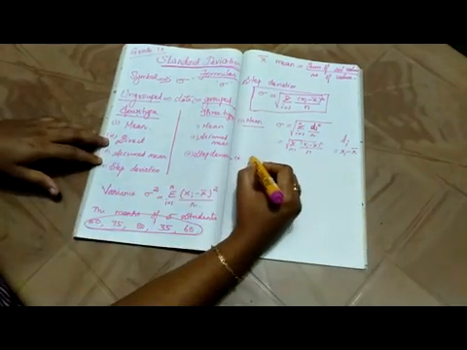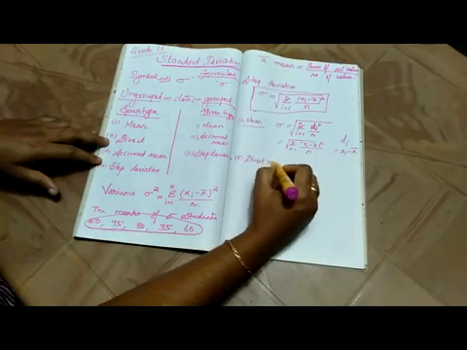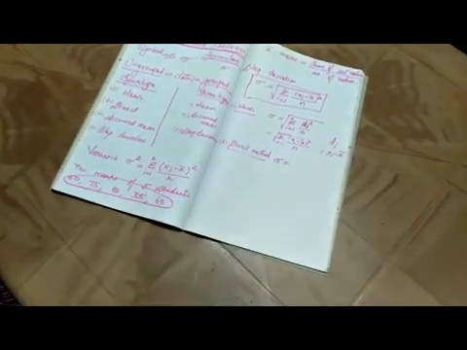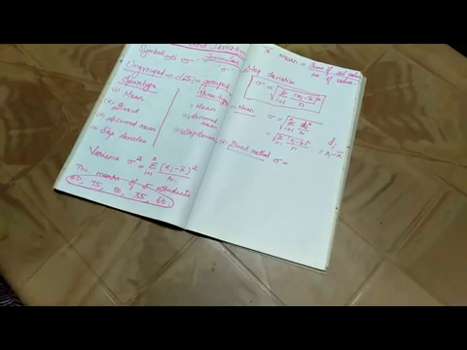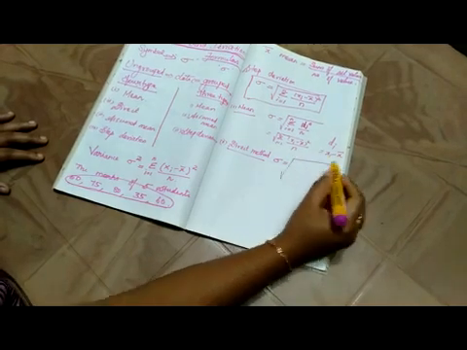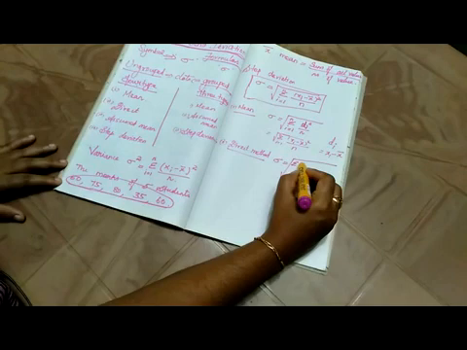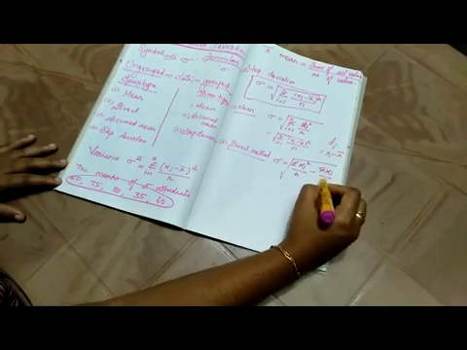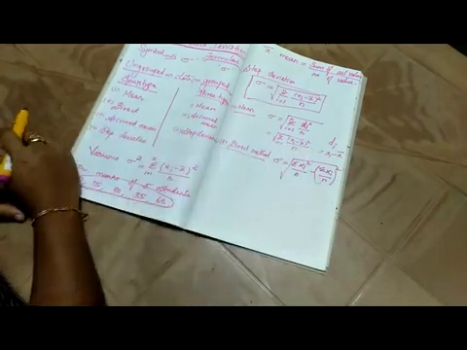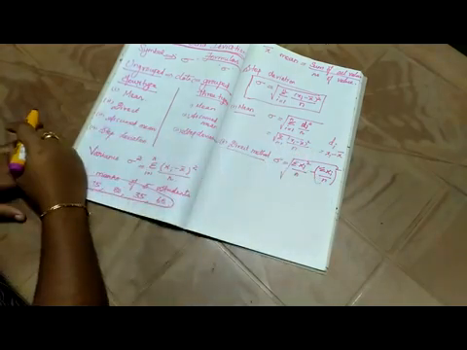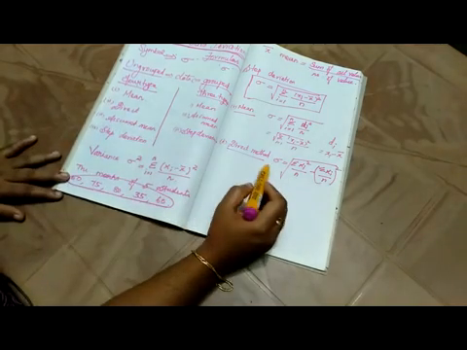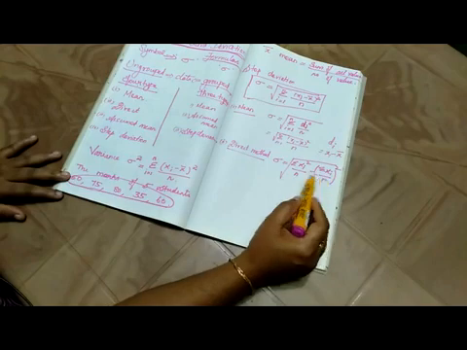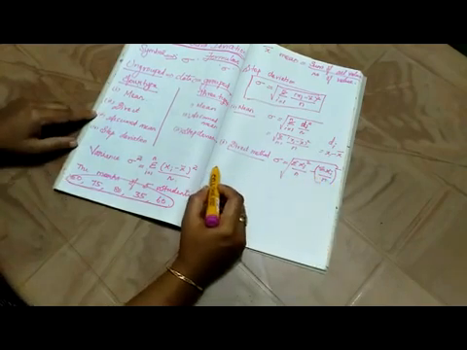The next one is the direct method. In the direct method, the standard deviation is equal to the square root of summation xi square divided by n, minus summation xi by n, the whole square. So sigma is equal to the square root of summation xi square by n minus summation xi by n the whole square.